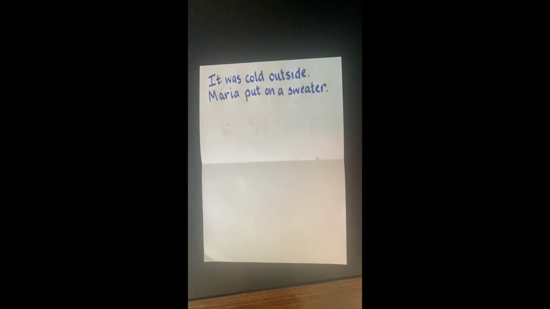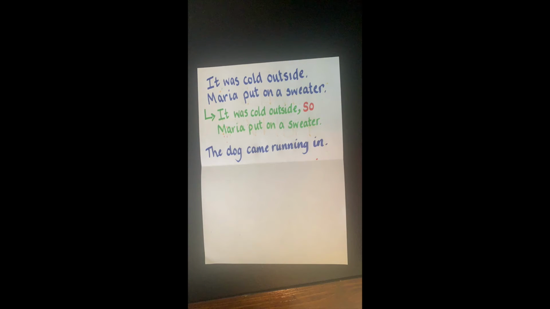So here are a few examples. It was cold outside, Maria put on the sweater. So that's two simple sentences. We need to find a connective in the middle. It doesn't necessarily have to be in the middle, but we're going to do it here. It was cold outside, comma, what can you think of? So, it was cold outside, so Maria put on a sweater. There's two simple sentences joined together by a connective, so let's try this one.